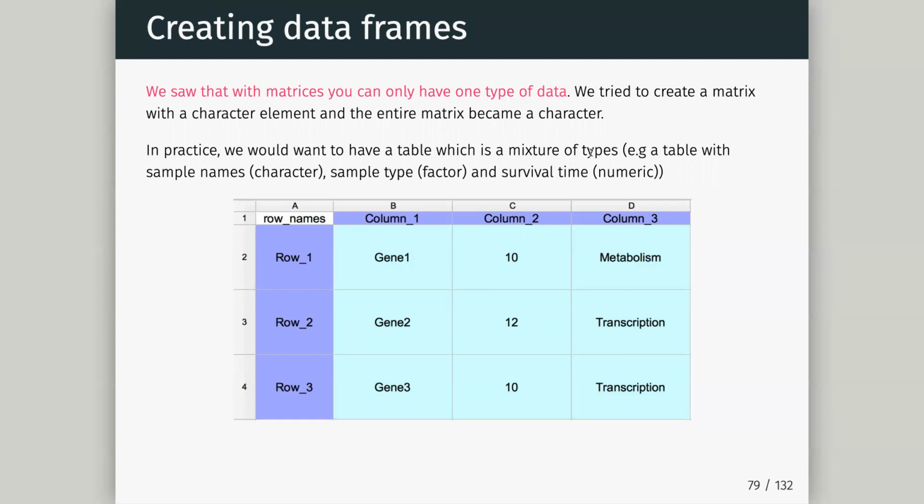So in this example here, we have our row names. Then I have perhaps here my actual gene names in column 1. I have a numeric value, column 2. And then I have here something to do perhaps with the gene. Another, this could be a factor, for instance, so a multiple transcription. And so I can have different types of data within a data frame based on the columns.